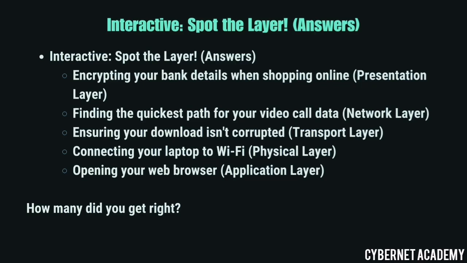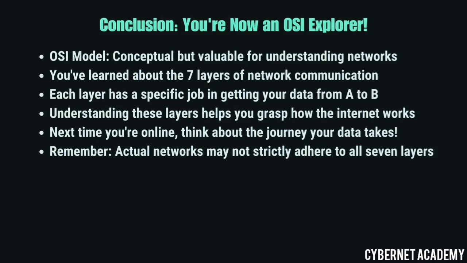The OSI model's 7 layers: physical, data link, network, transport, session, presentation, and application form the backbone of network communication. This framework helps us understand how data travels across networks, from physical signals to the apps we use daily. While modern networks don't strictly adhere to the OSI model, it remains an essential tool for network professionals and enthusiasts alike, offering valuable insights into the complexities of digital communication. As we conclude, remember that every online interaction involves these layers working seamlessly together.